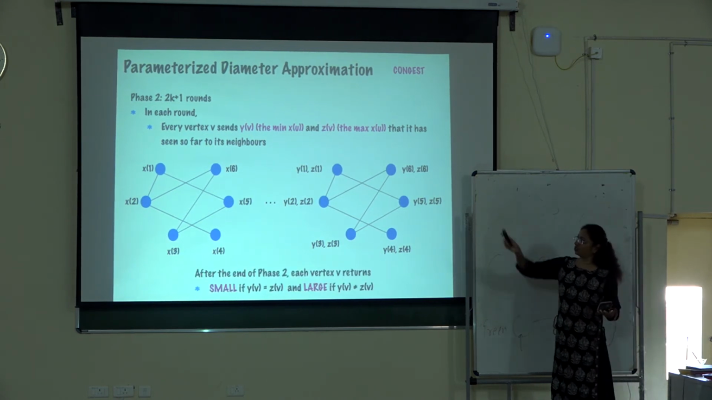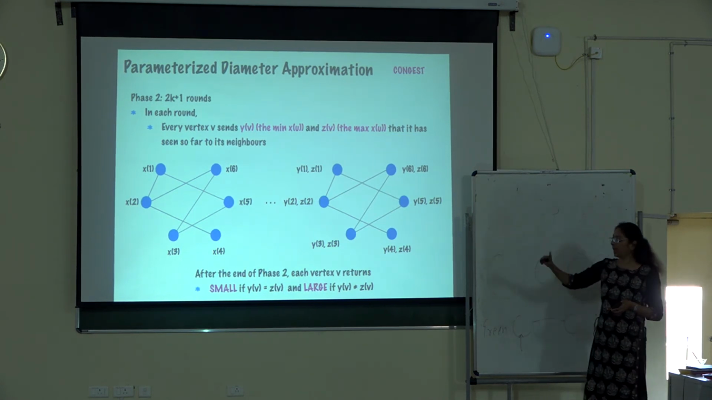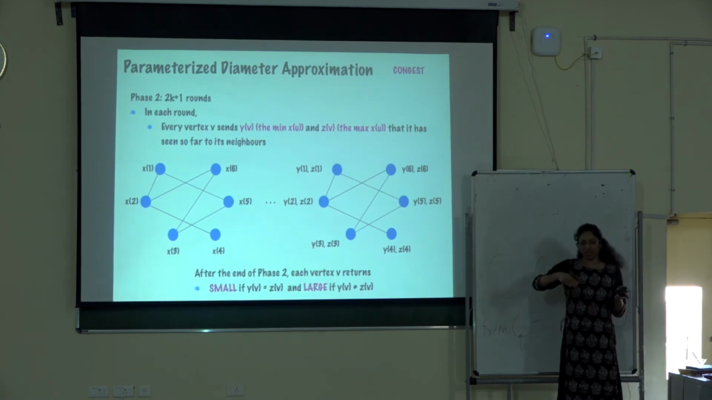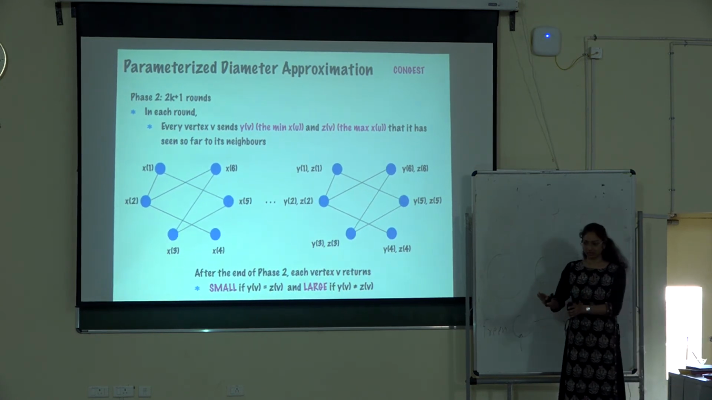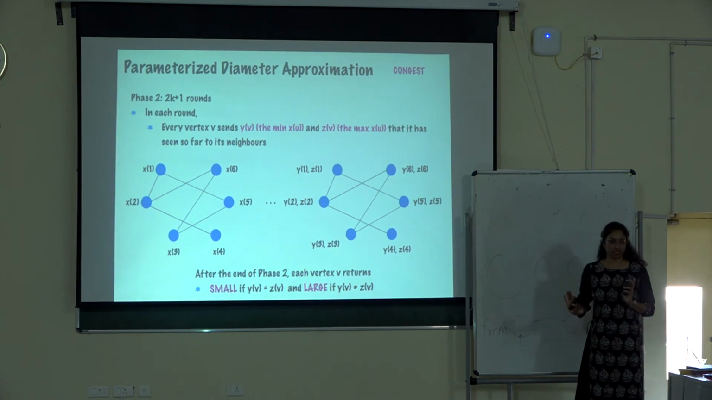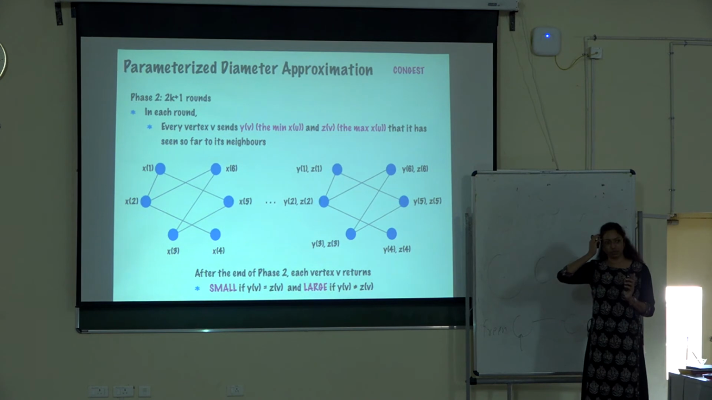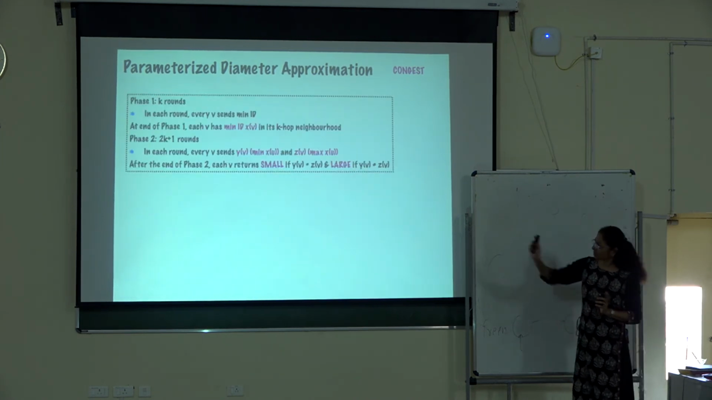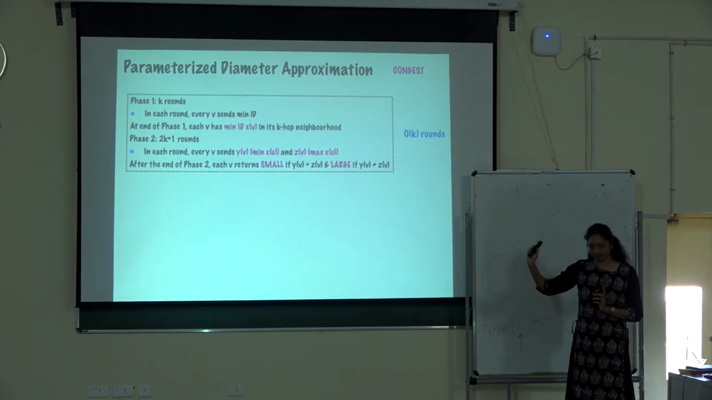Now, at the end of phase 2, each vertex will say small if its yv and zv are the same, and say large if its yv is not the same as zv. That's all. This is the algorithm, and we need to prove that it's correct. I hope the algorithm is correct. It obviously takes only order k rounds: it's 2k plus 1 plus k.